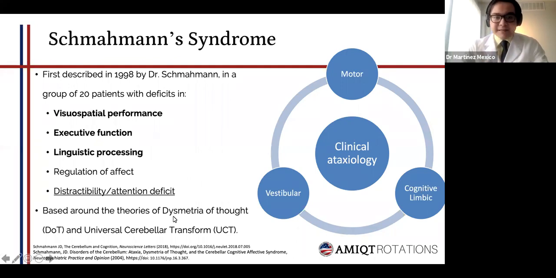And Dr. Schmahmann based his theory around 2 different theories. The theory of dysmetria of thought, that basically states that just as the cerebellum controls and plans motor movements, it can also do the same for cognitive and affective functions. And the universal cerebellar transform, that basically stated the cerebellum universally controls parts of the central nervous system. And we could consider the cognitive and affective functions as the 3rd element of clinical ataxiology.